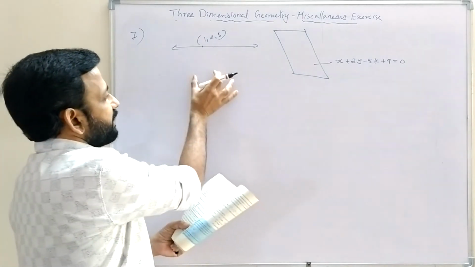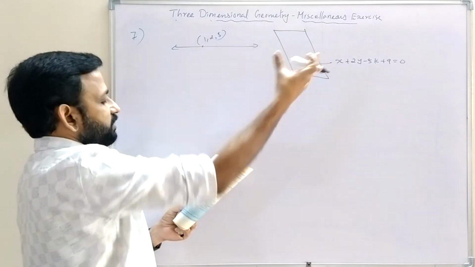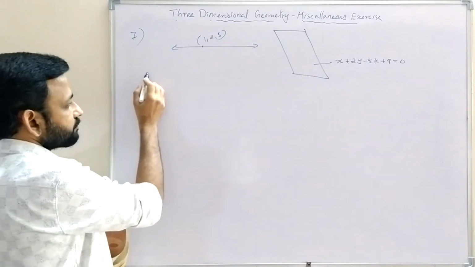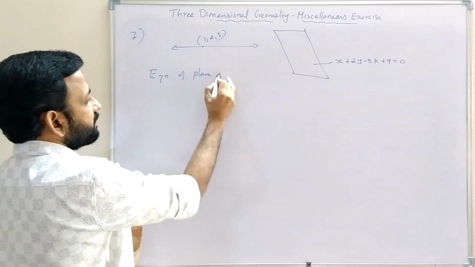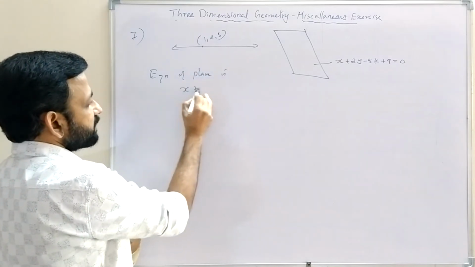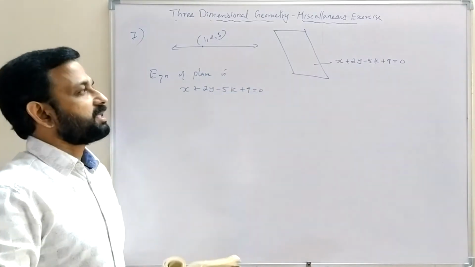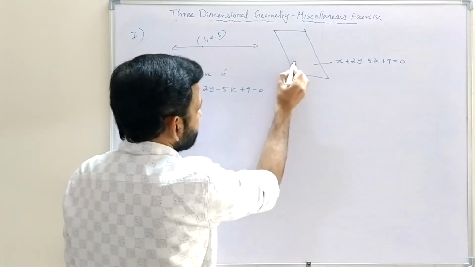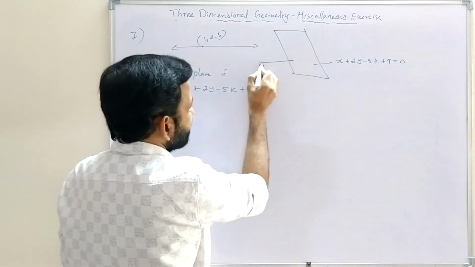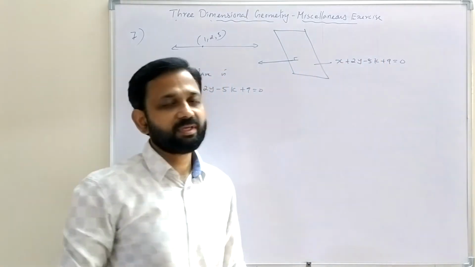So we need to find the equation of the line passing through this point and perpendicular to that plane. The equation of the plane is given: x plus 2y minus 5z plus 9 equals 0. If this is the equation of the plane, then we take the direction ratios of the normal to the plane.